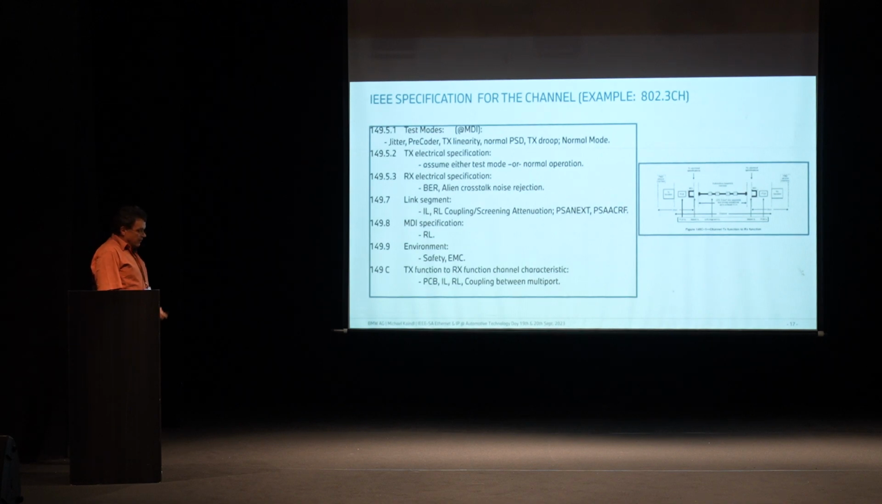I've looked in the CH and found on the left side the different chapters with the parameters described. So it's just some bullet points, not a complete spec. I found the most important topics in these chapters: 1497, 1498, 149C, where we speak about insertion loss, return loss, coupling, screening actuation, PSA, return loss.